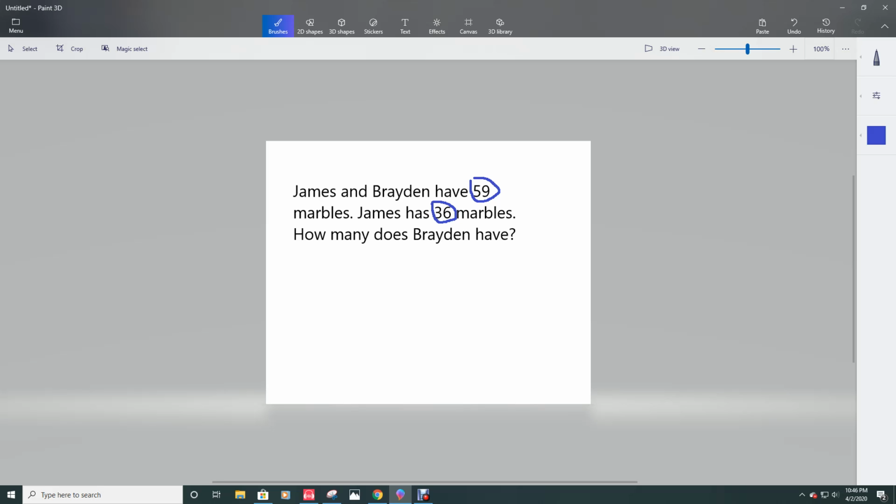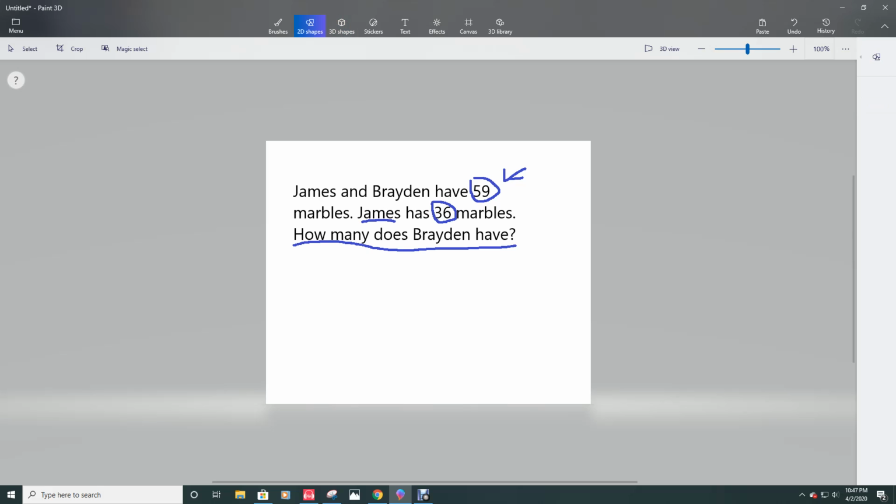Okay, so we've highlighted our numbers, and now the next thing we want to do is look at our problem and see what it is asking us. Our problem wants to know, how many does Braden have? It tells us how many they have together, and it tells us how many James has, but we don't know how many Braden has. So the bar models become really cool because they show us what we have as a whole and then what we have as part of it. I know that sounds a little funky, but you'll be able to see it when we model it.